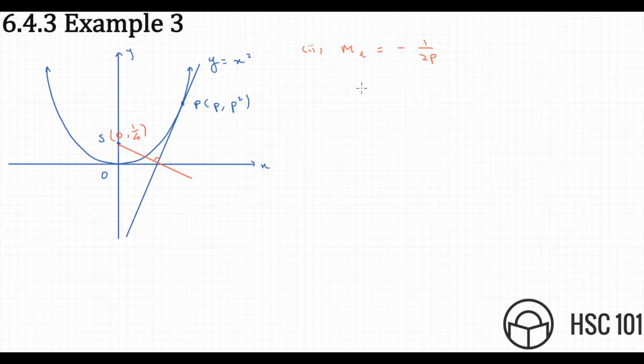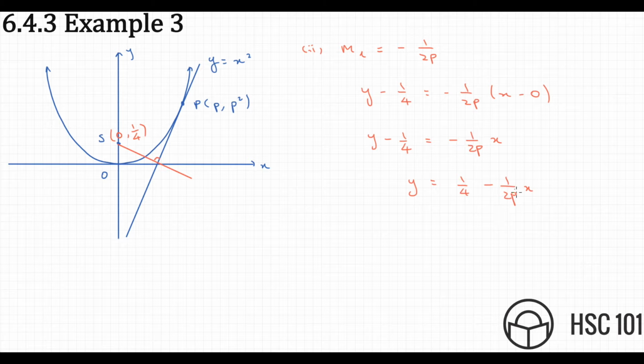So therefore the equation is given by y minus y1 equals the gradient times x minus x1. If I expand the whole lot, we're now looking at the equation y minus 1/4 equals negative 1 on 2p times x. And if I move the minus 1/4 from the left to the right, we're looking at y equals 1/4 minus 1 on 2p times x.